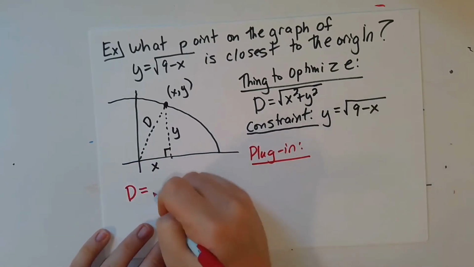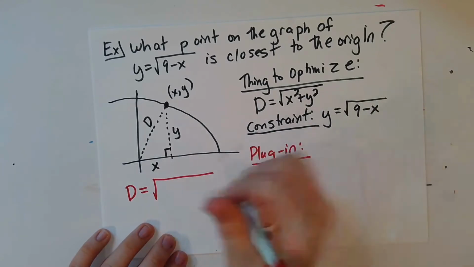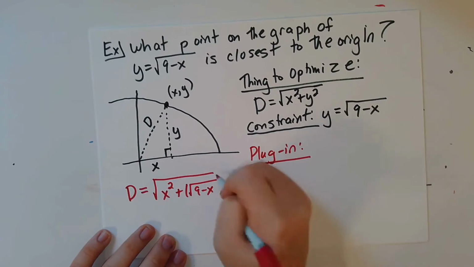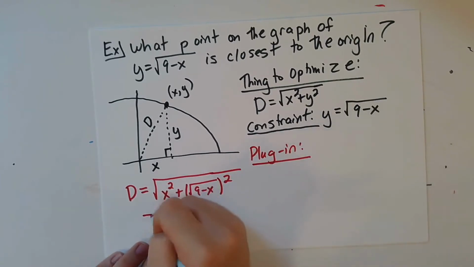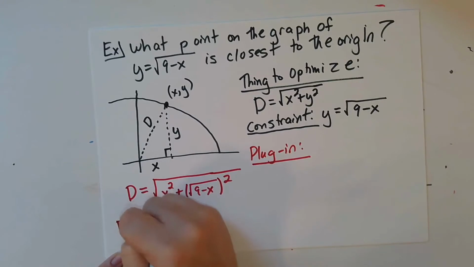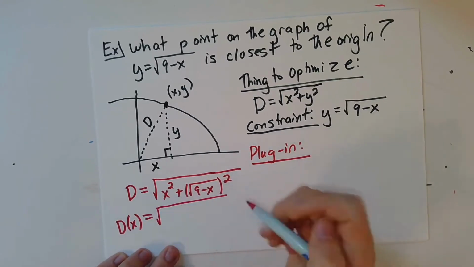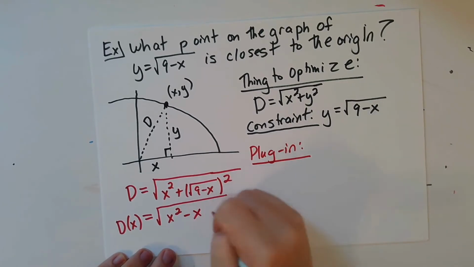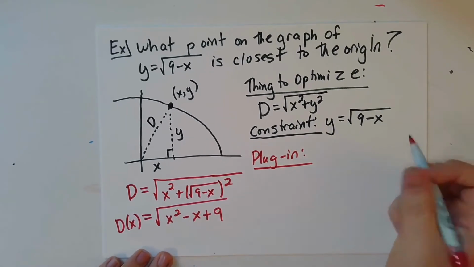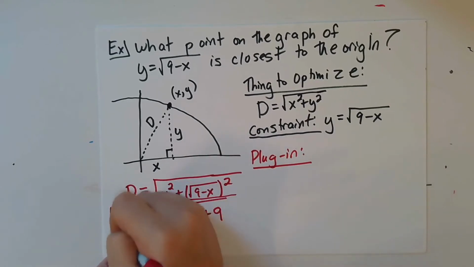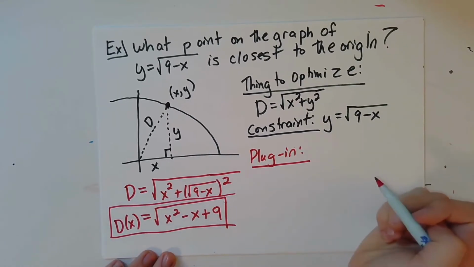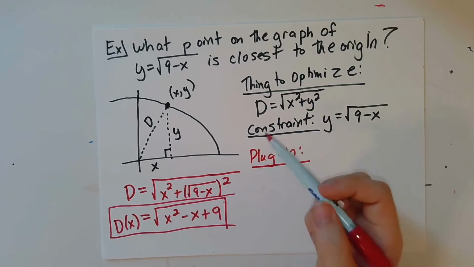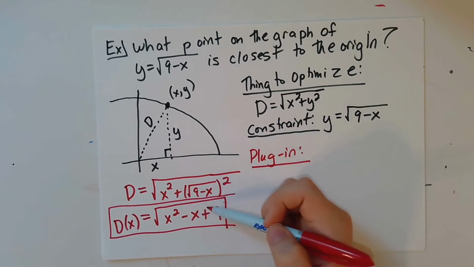And so I'm going to get D is the square root of x squared plus the square root of 9 minus x, squared, which is to say the distance is given by the square root of x squared minus x plus 9. That is our function. Notice how nice that worked out, because the square root of 9 minus x, squared, is just 9 minus x, which is where this minus x plus 9 came from.